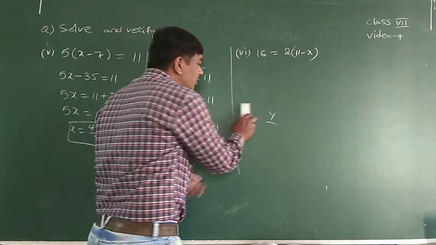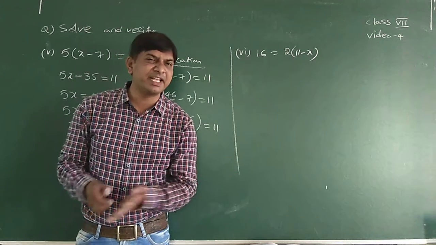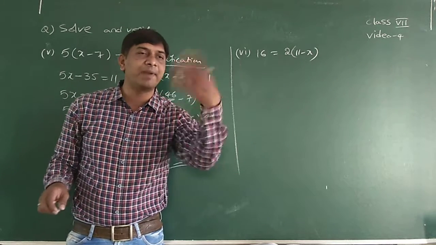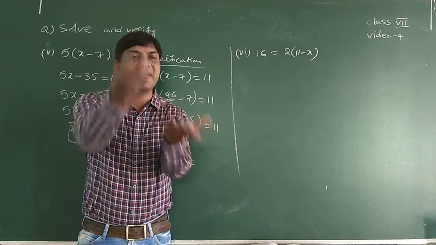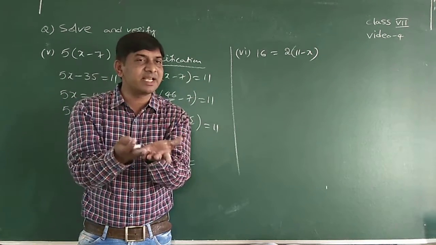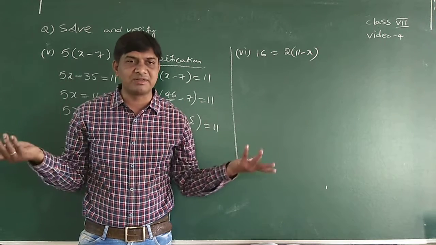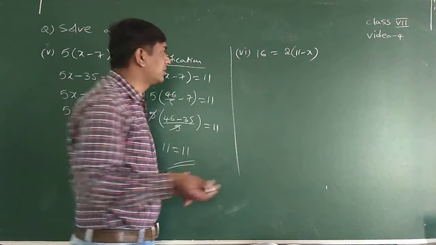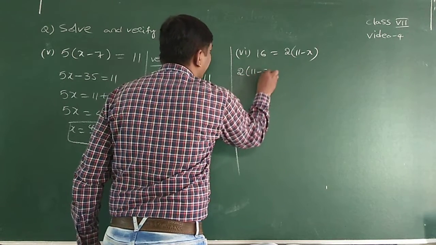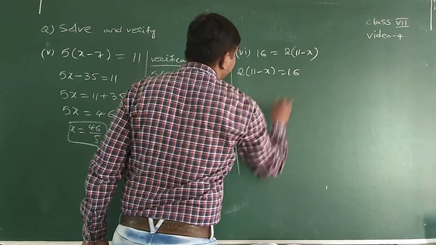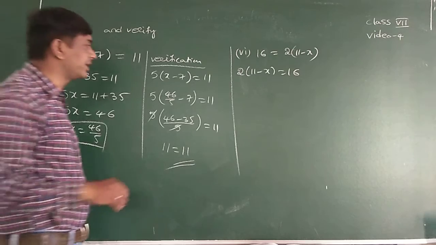So in a classroom also, if anybody is short in height, and a child complains, sir, I can't see the board, then what will we do? We'll interchange their places. By interchanging places, the class will not be disturbed and the subject also will not change. So here also, after interchange, 2 into 11 minus x is equal to 16.